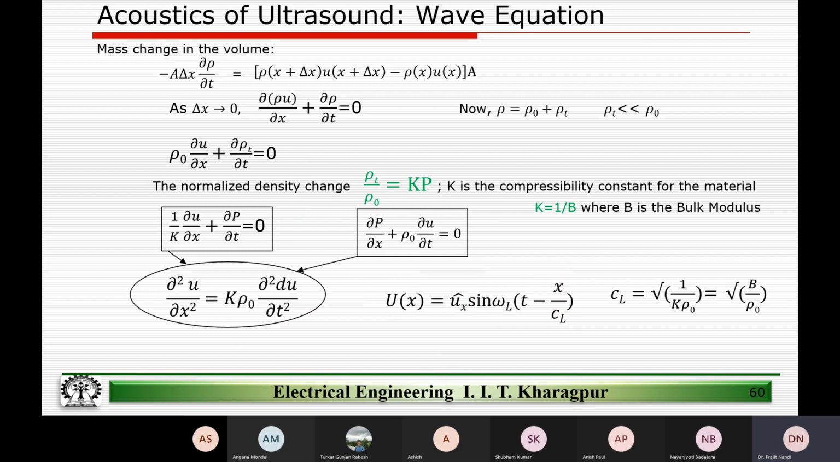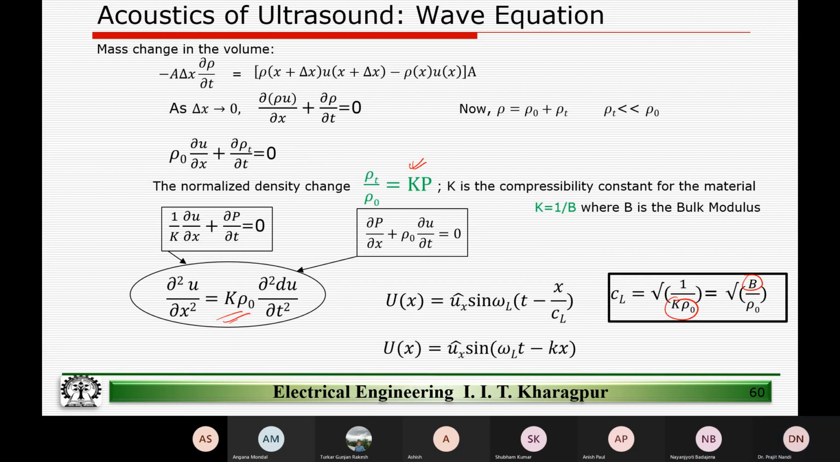Now what is CL? From this equation, CL is nothing but square root of 1 by k times rho naught. And again, k we have discussed, rho naught of course we know. And because it's 1 by k, this is the bulk modulus, just inverse of that, right? So this is that, CL. Which means I can rewrite this equation in another form.